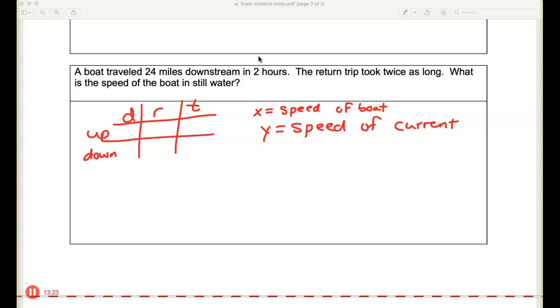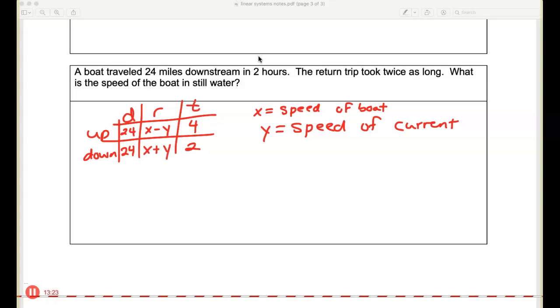All right, so it says the boat traveled 24 miles downstream. So downstream, there's my 24. Took 2 hours, so total 2 hours. The return trip took twice as long, so that means it was 4 hours, but the distance still stayed the same, right? Because we're still going down and up 24. So now this is where we've got to get our rate. If you're going upstream, you're going to be going slower. So you have the speed of your boat, from which you're subtracting the current. And downstream, you have the speed of your boat, and you're adding the current.